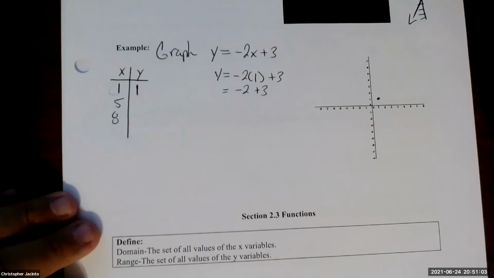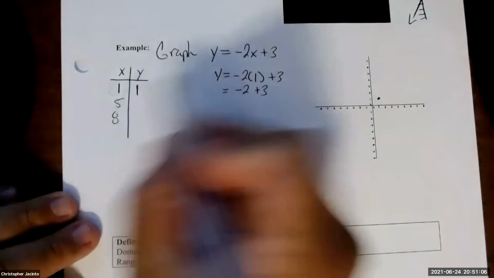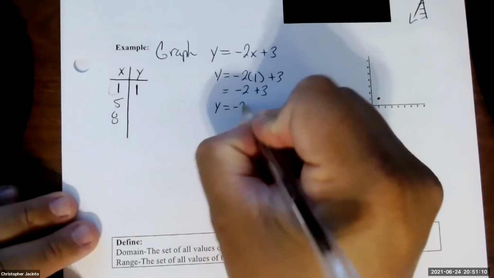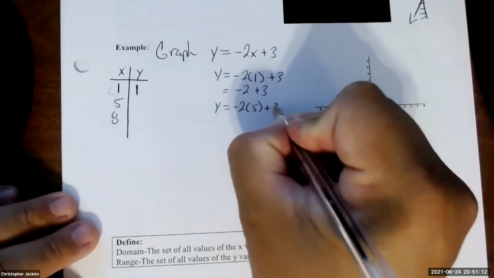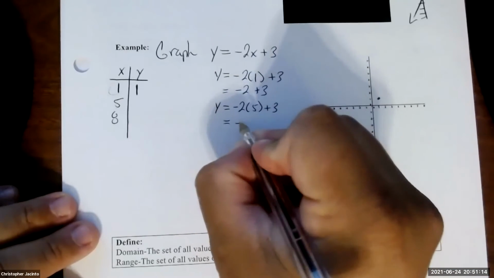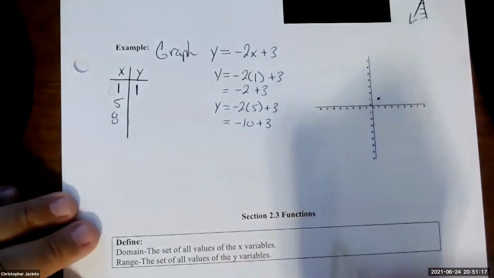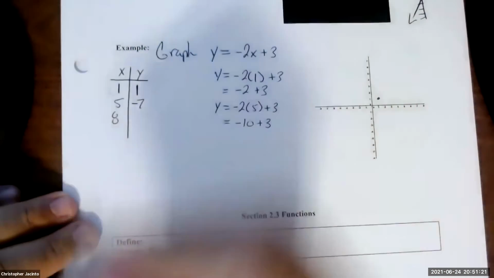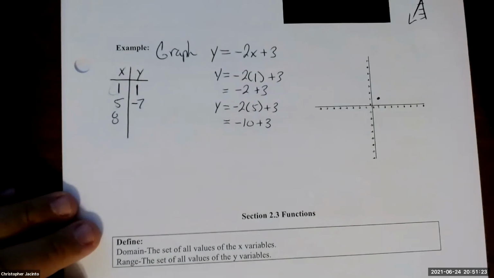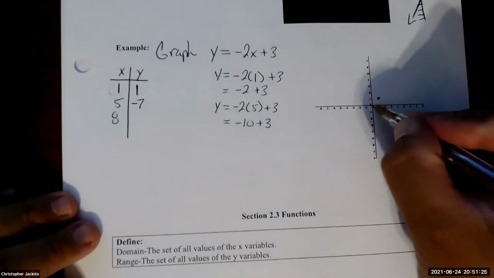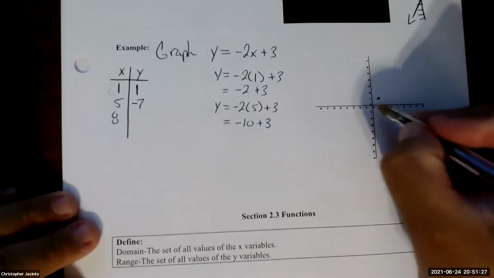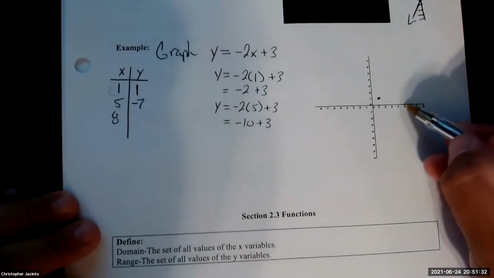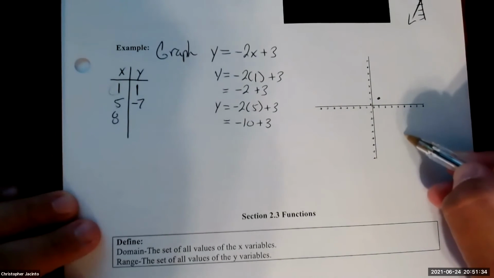And then we just rinse and repeat for the other 2, right? So now we plug in 5 for x, so it's going to be y equals -2 times 5 plus 3. So that gives you -10. And then -10 plus 3 is -7. So the next point is 5, -7. So 5 to the right, and then down 7.